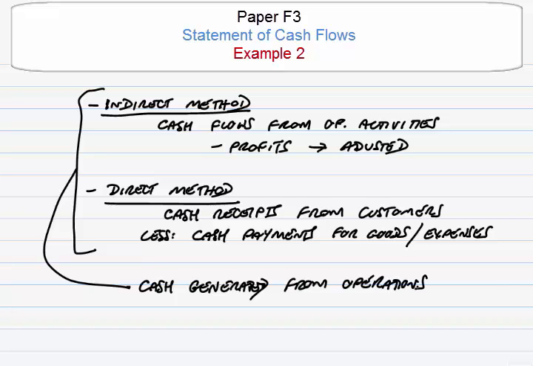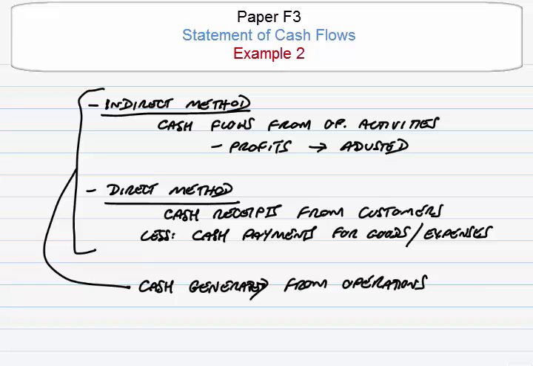Now the rest of the statement would be exactly as before. Everything else the same. It's just that first bit, the cash generated from operations, we do have this choice. Either what we did before, profits as adjusted, or go straight to it, cash receipts less cash payments.